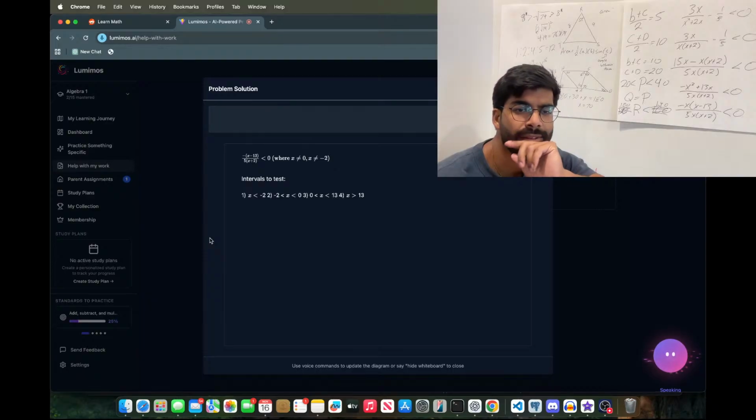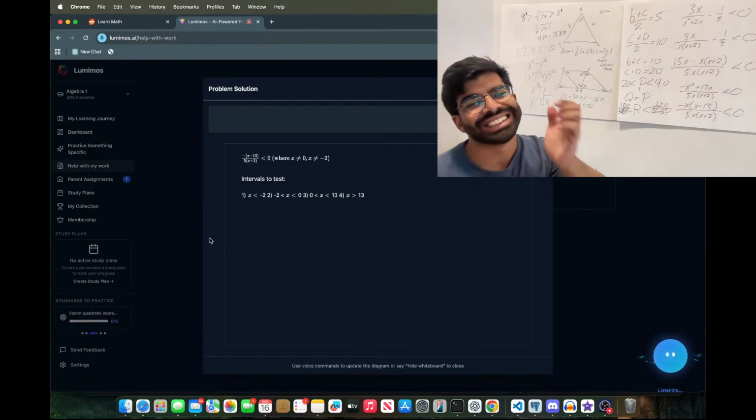Let's test x equals 14. Can you plug 14 into our expression and tell me if it's positive or negative? Oh, I see, I see.